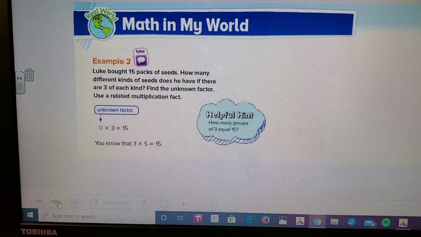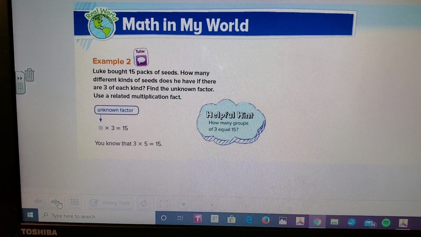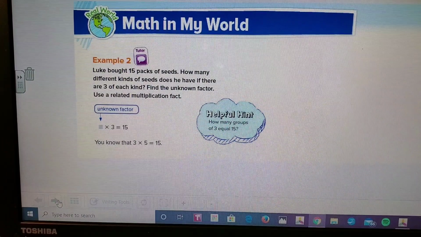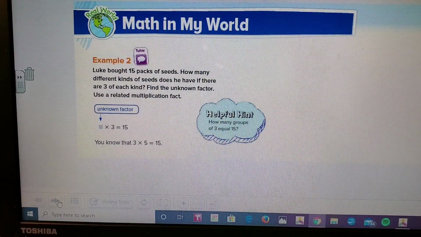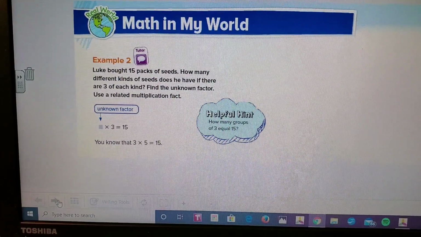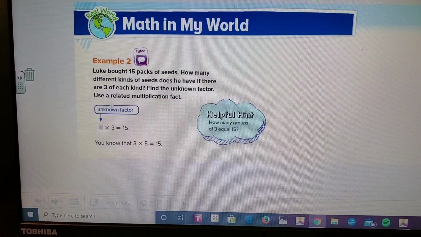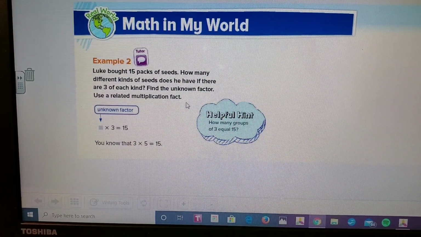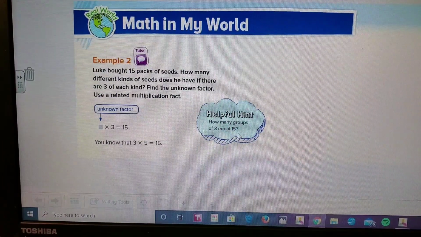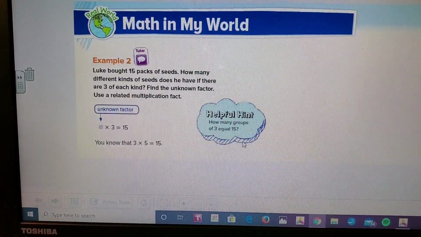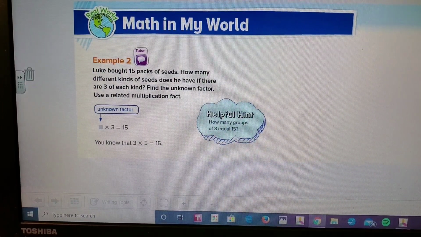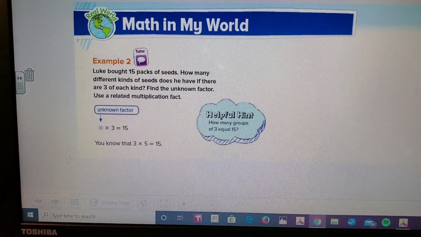Example 2. Luke bought 15 packs of seeds. How many different kinds of seeds does he have if there are 3 of each kind? Find the unknown factor. Use a related multiplication fact. Here's a helpful hint. How many groups of 3 equal 15? You could use your multiplication chart and look along the 3 line, and you would see that the unknown factor is 5.